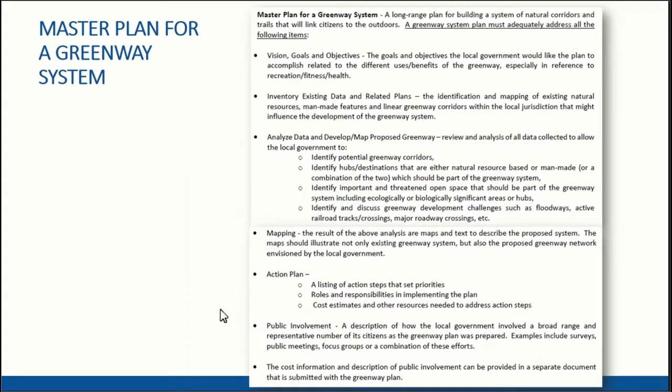Like other plans, you need to have an action plan. So what are the steps and priorities that are set? What are cost estimates long term? You need to have all this information adequately addressed to get points. And as with the others, public involvement needs to be part of that, as well as cost information included.